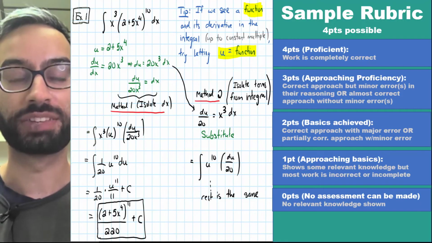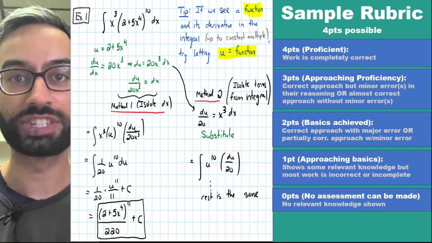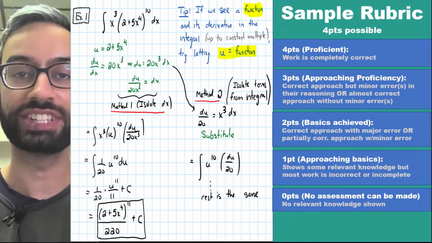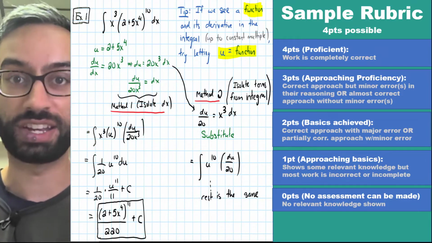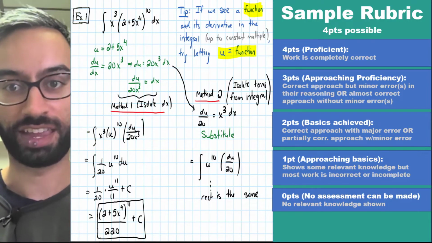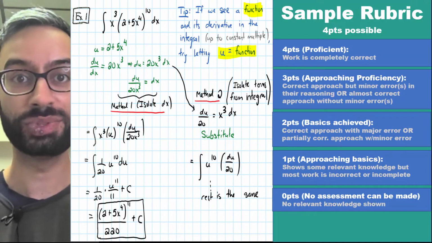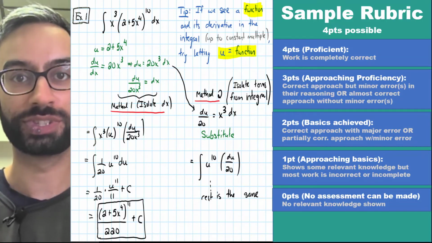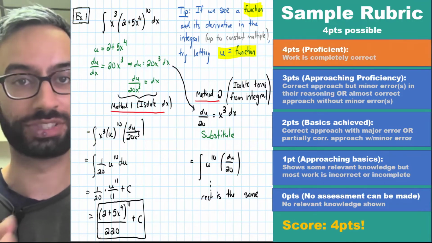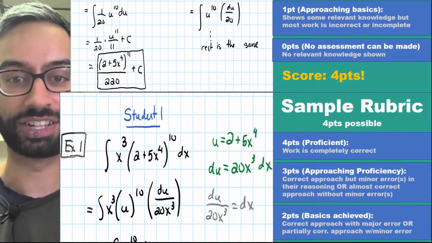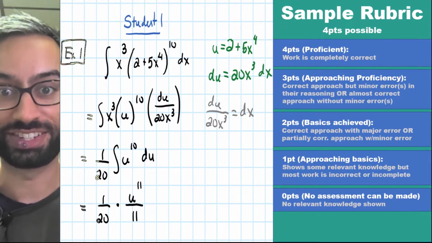Here is an example of a quiz level problem. This corresponds to the standard in our syllabus about recognizing when and how to use U substitution. And this was a completely correct solution that we gave in class. So this would be demonstrating proficiency and would earn 4 points. Let's look at a few sample other submissions.